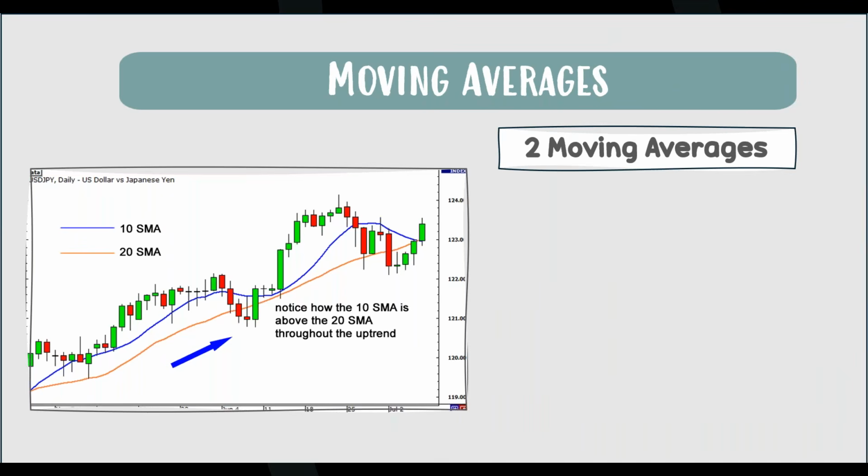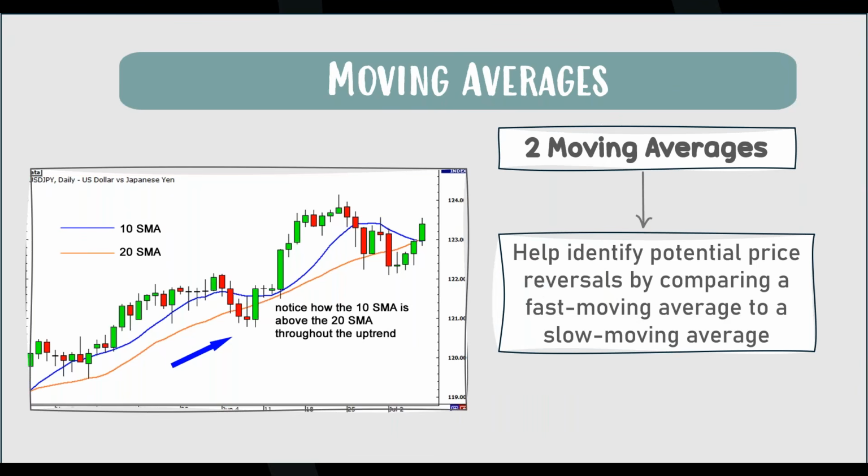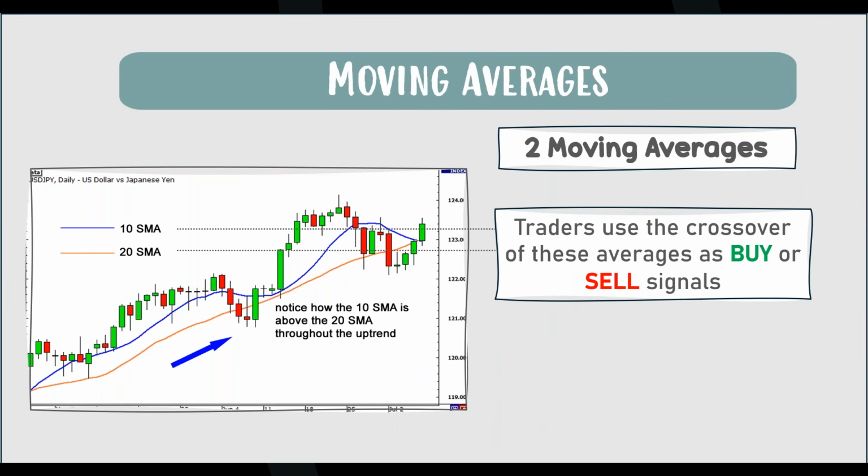Now, some traders or long-term investors tend to use two moving averages to give you signals. The reason for that is it helps identify potential reversals by comparing your fast-moving one to your slow-moving one. So in other words, traders would use a crossover of, for example, your 10-day moving average or 20-day moving average to buy or sell, right?